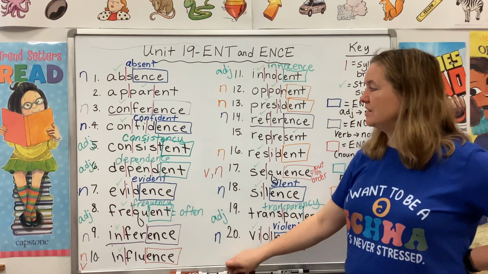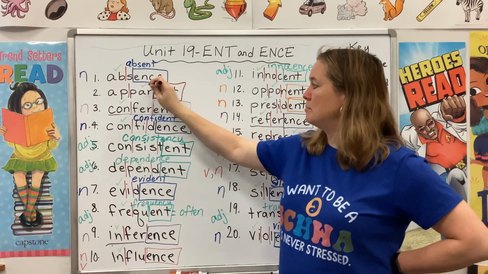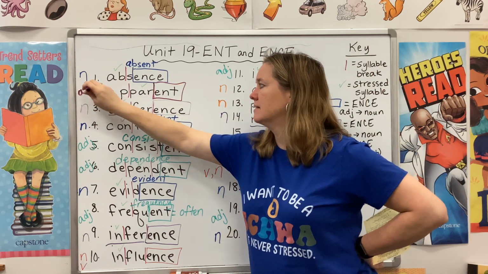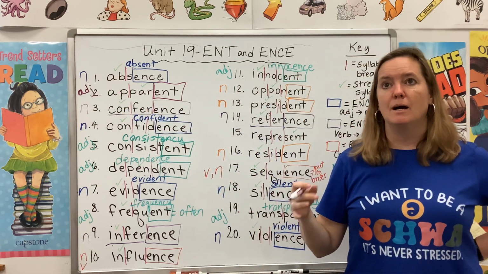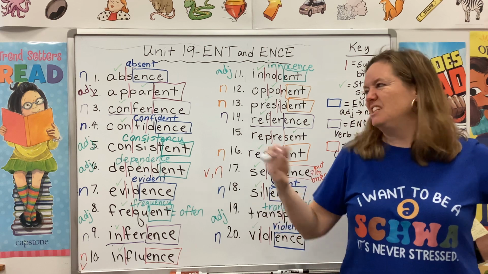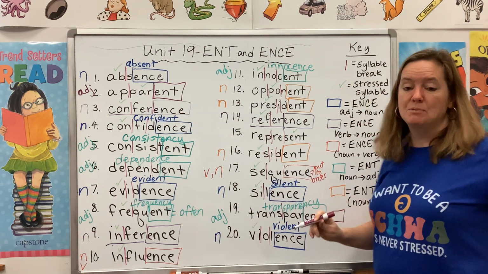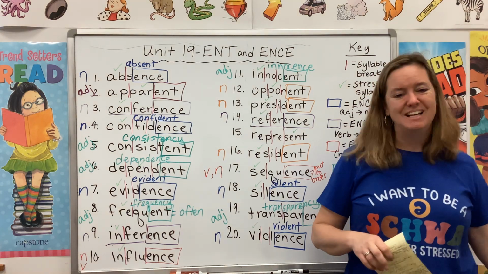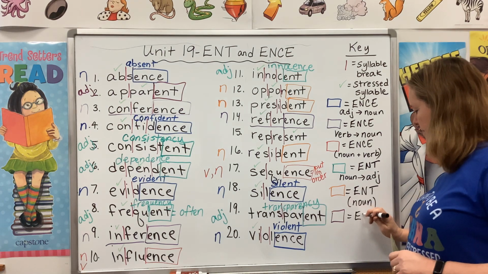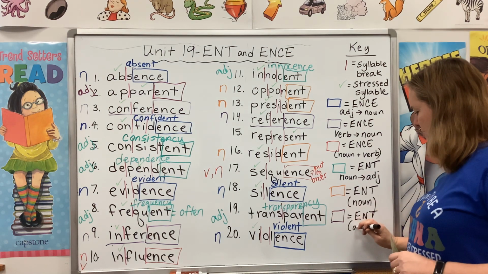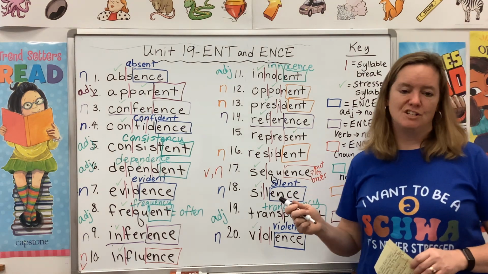A couple other little things we have. Apparent. Apparent is an adjective, but there's no noun form. There's no like appearance or apparency. It's just apparent. Okay, so just keep that in mind. Perhaps there was a noun form that fell out of fashion at some point. I don't really know. But in this case, it's just an adjective. It's not a noun that turned into an adjective.